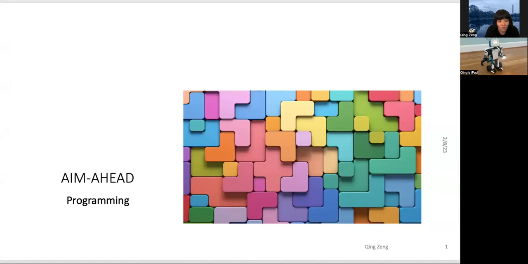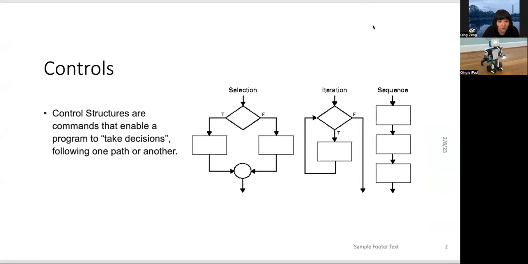In this lesson, we're going to talk about control. Remember last time we talked about simple commands? Today, we'll focus on controls. Control structures are also commands. They enable a program to make decisions by following one way or another.